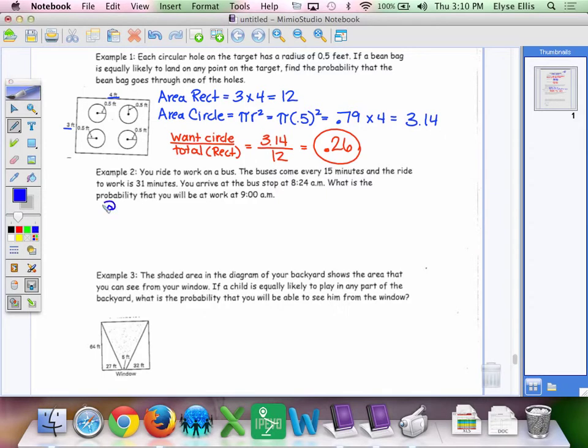If I need to be at work at 9 o'clock, 9 a.m., and I have a 31-minute ride to work. Let's work backwards. Minus 31 minutes for our ride. Then that takes me back to 8:29. Okay, that's the most absolute latest we need to leave by.